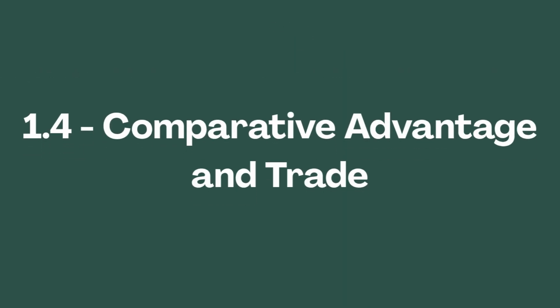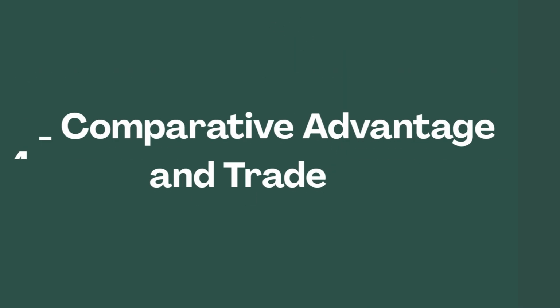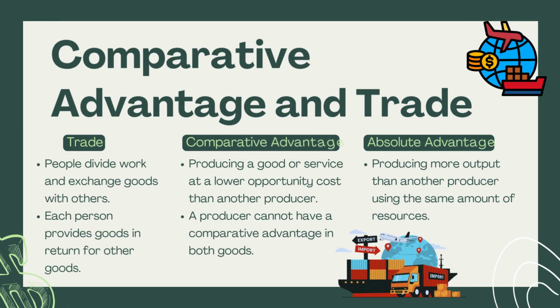1.4 Comparative Advantage in Trade. Trade happens when people divide work and each person provides goods in return for other goods. Instead of producing everything themselves, people exchange what they have for what others produce. Comparative advantage is a situation in which an individual, business, or country can produce a good or service at a lower opportunity cost than another producer.